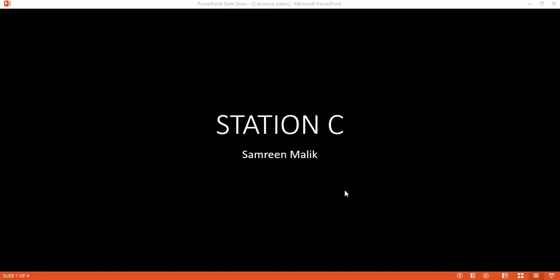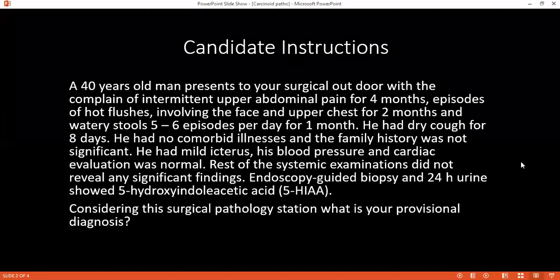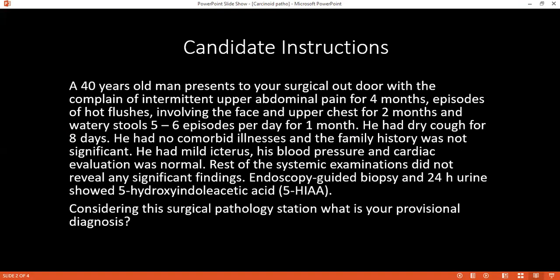Right. So, started the timer, and here is your question. Right, so considering it's a surgical pathology station, kindly tell me what is your provisional diagnosis of this condition?